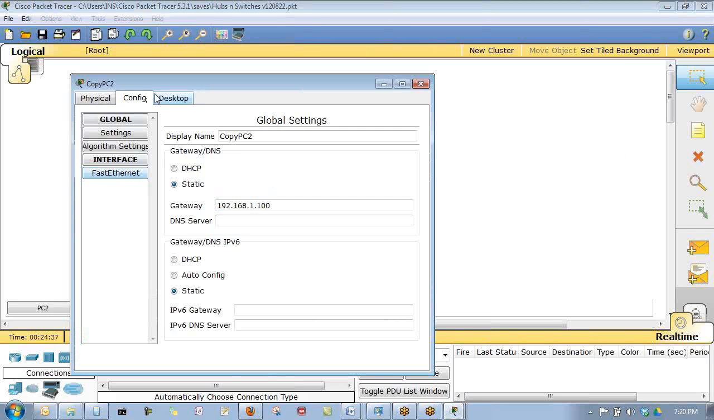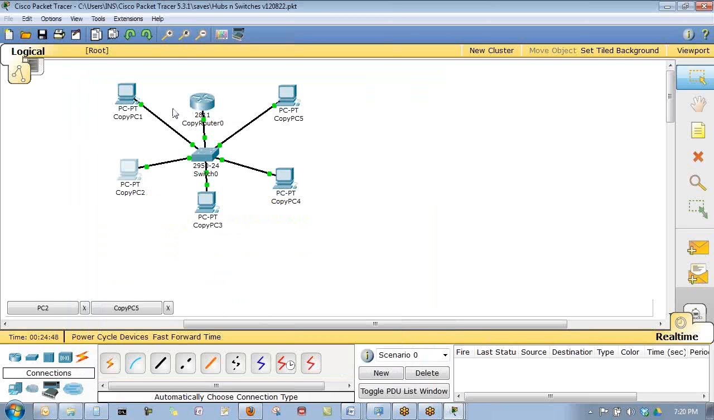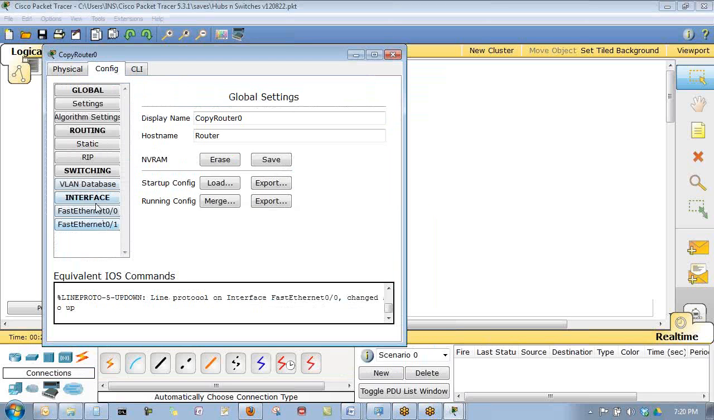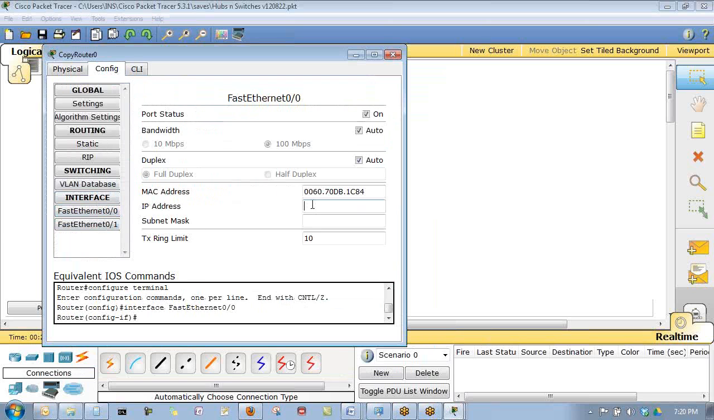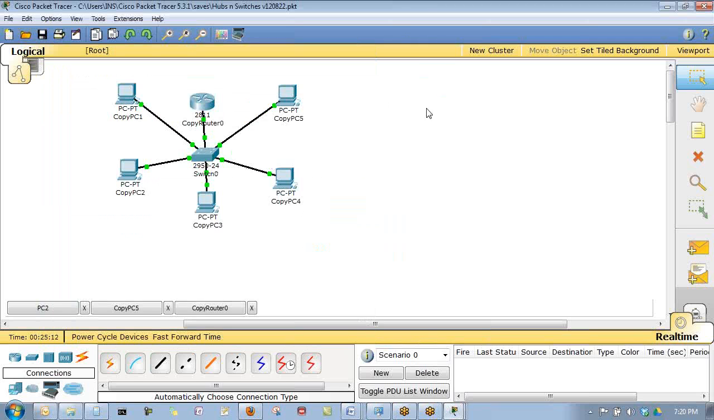Okay. Again, we'll test our connectivity. We'll go into our command prompt, and we'll ping 192.168.1.6, and you can see that we're talking to it. So that's good. Let's just check our router here. Our router needs to be set to 192.168.1.100. And that looks good. Okay, good. All right, so let's set up our test.